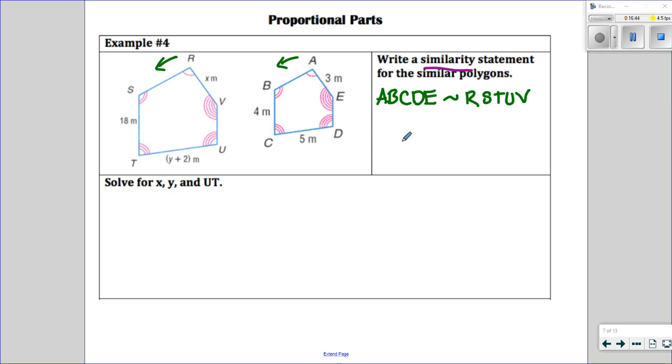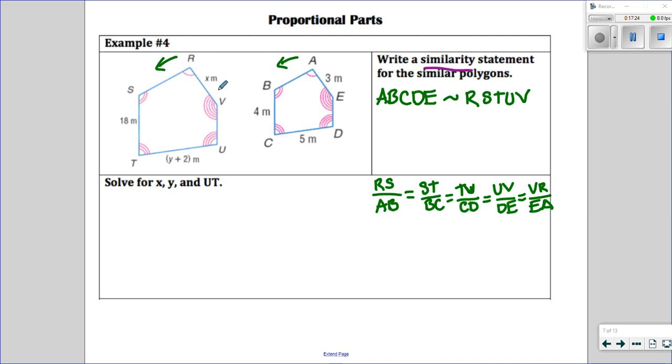So I mentioned that these two are similar. Now I need to solve for X, Y, and UT. I know that RS is in proportion with AB, and ST is in proportion with BC, TU is in proportion with CD, and UV is in proportion with DE, and VR is in proportion with EA.